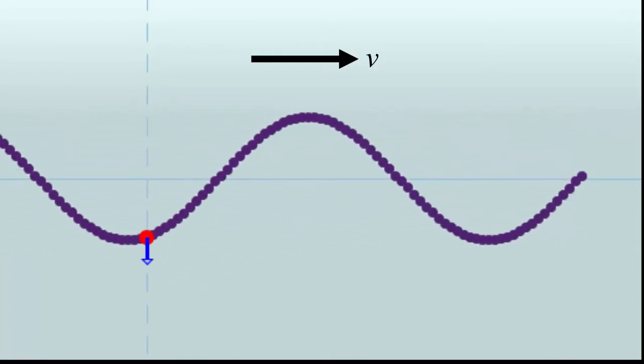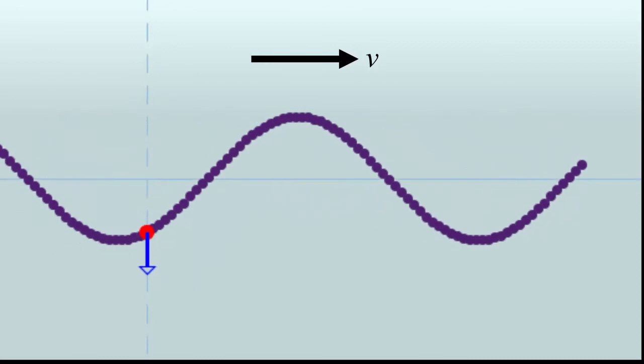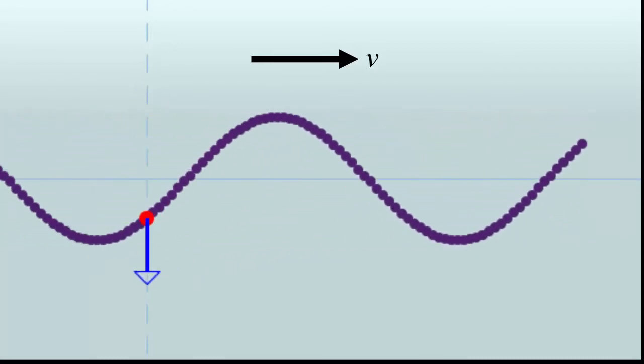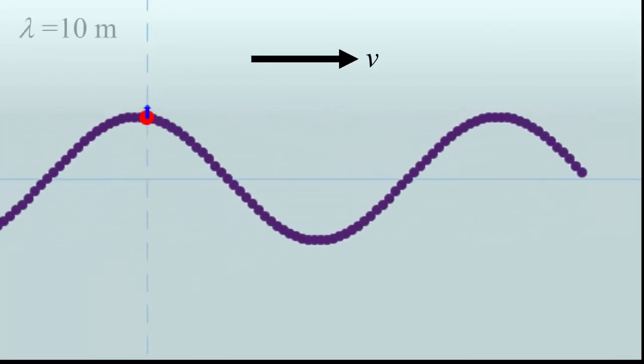Which velocity is constant and moves in one direction? If the wavelength of this wave is 10 meters and the period of oscillation is 5 seconds, then what is the speed of this wave?